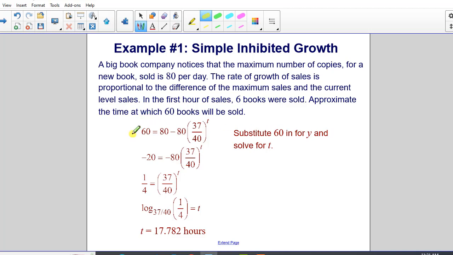So we're replacing y with 60. We subtract 80 from both sides to get negative 20 is equal to negative 80 times 37 over 40 raised to the t power, which dividing both sides by negative 80 gives us 1/4 is equal to 37 over 40 raised to the t power. We take the log of both sides, and we have the log base 37 over 40 of 1/4 is equal to t. And let me explain how we go from this step to this step, determining that t is about 17.8 hours.